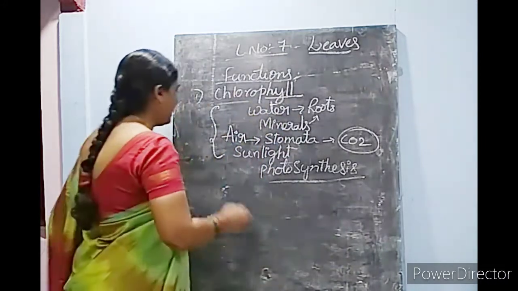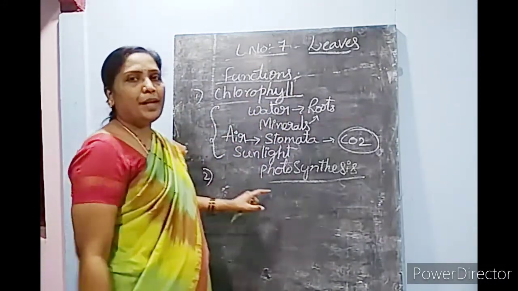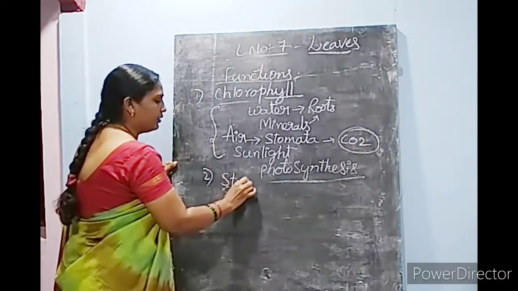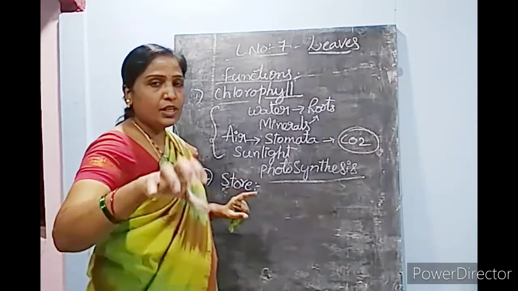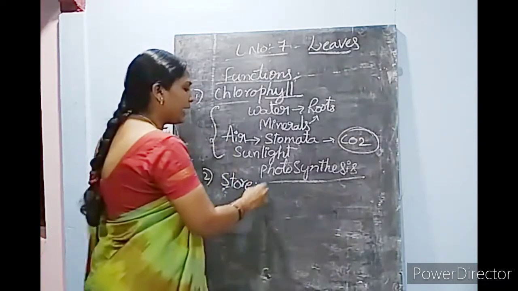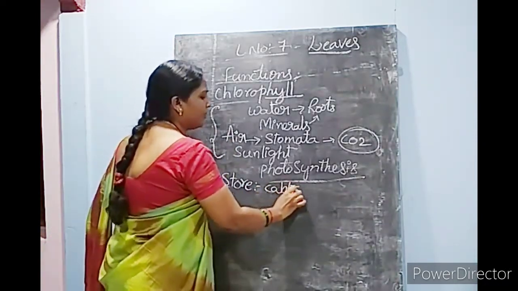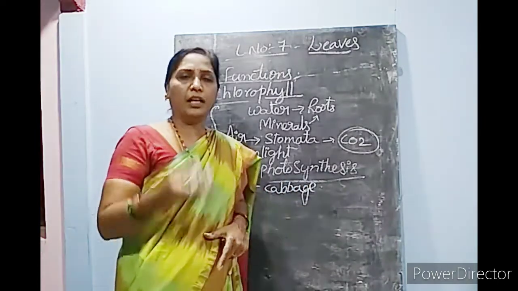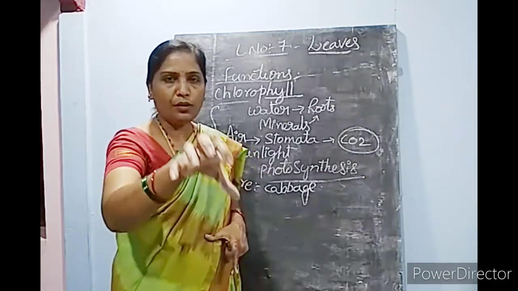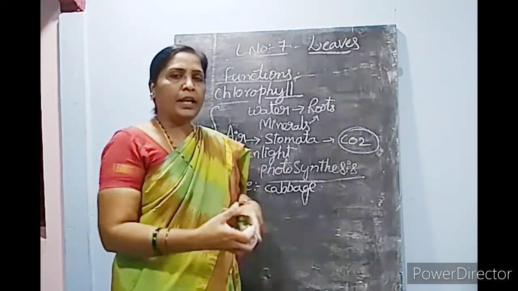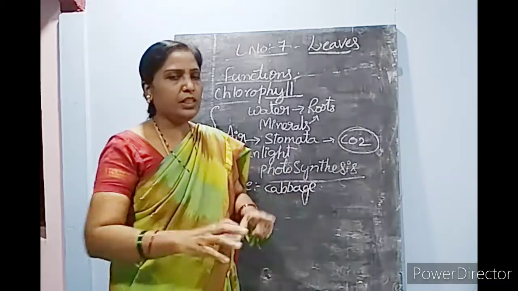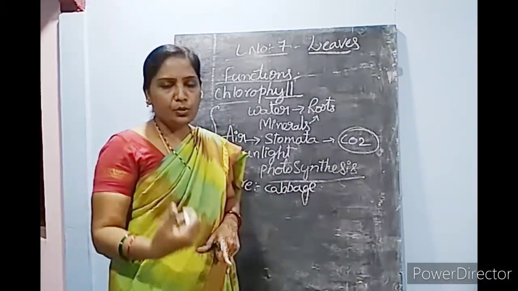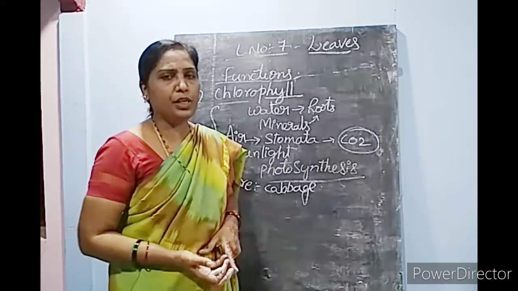And the next one is, not only preparing the food, sometimes they are also storing food. In some plants, the leaves also store food. Like the cabbage, the leaves are storing food. Because of that, we are eating the cabbage. The stored food is there in the cabbage. Actually, that is not the function of the leaf. It's only to prepare the food. But sometimes they are even doing extra duties.